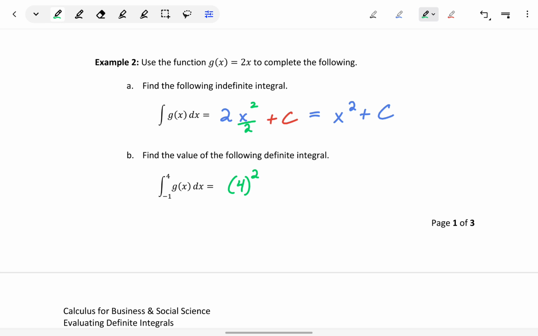So to evaluate the definite integral, we only need to evaluate the terms that aren't that constant. So we can just evaluate 4 squared, and we'll subtract negative 1 squared to get 16 minus 1. Since negative 1 squared will become a positive 1, we're still subtracting 1, and we'll get an area of 15 square units.